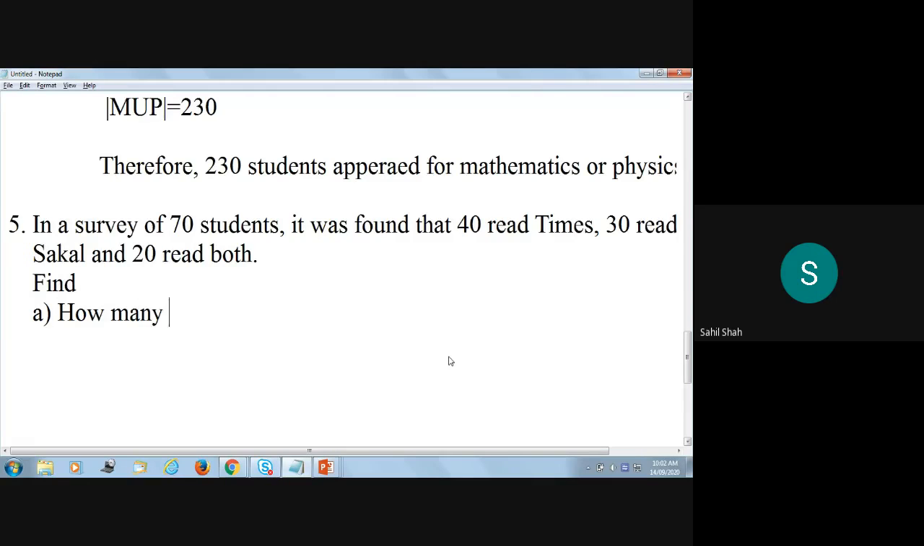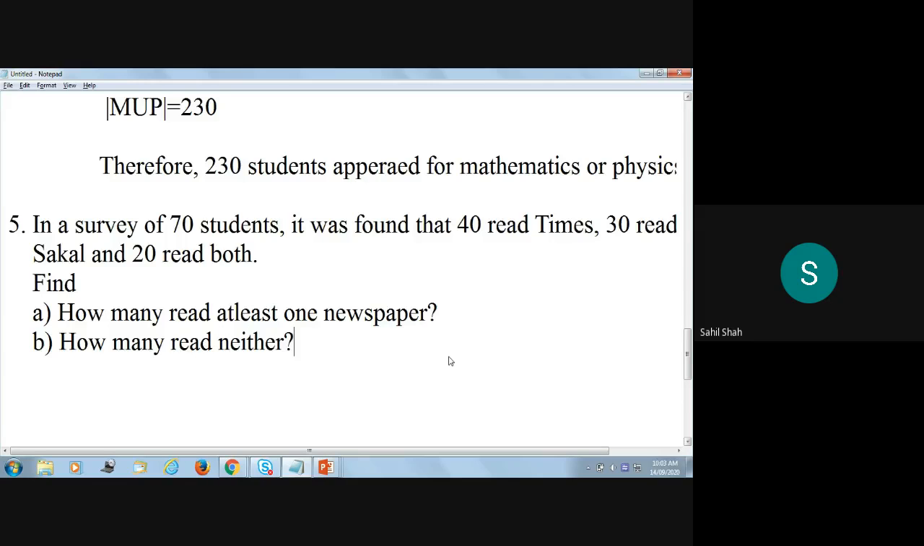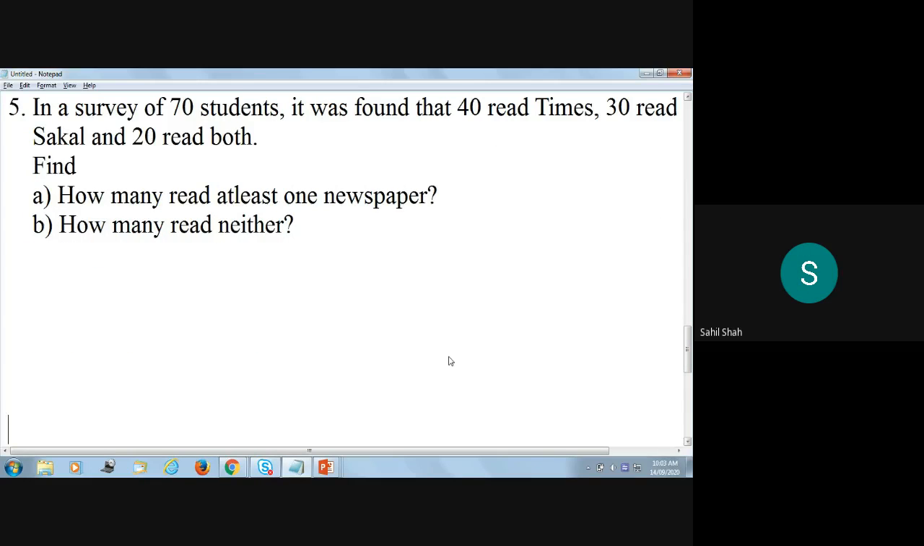How many read at least one newspaper? How many read neither? This I want in today's class, answer for this. So this is one question, and the other one I will also write. You will be solving both, and let me know the answers in today's class only.